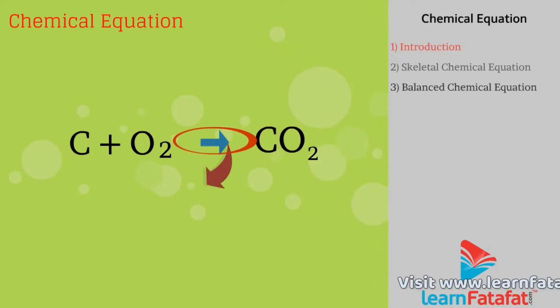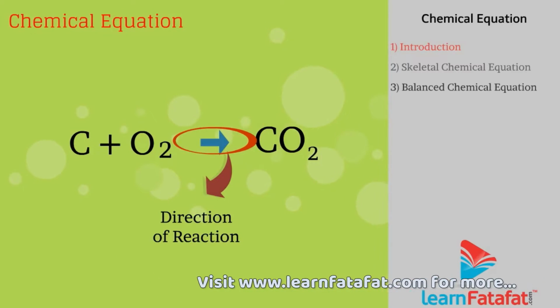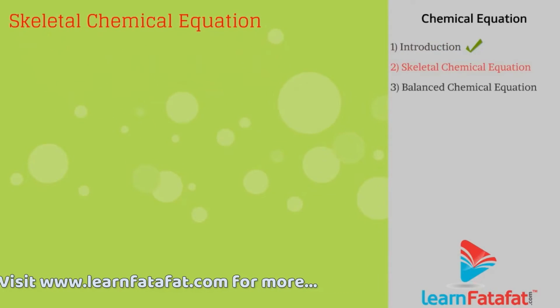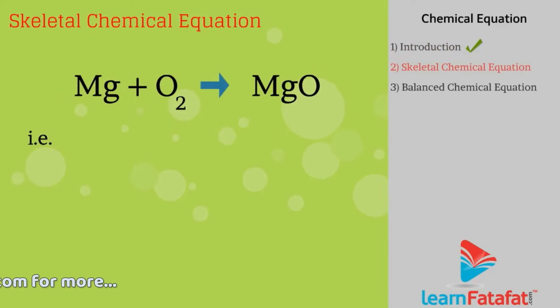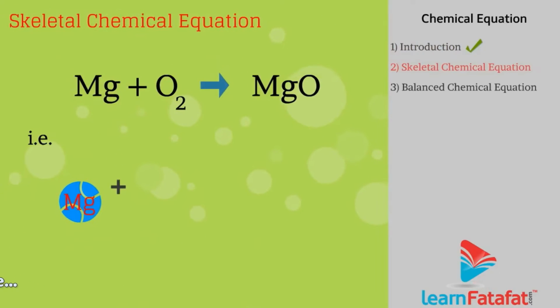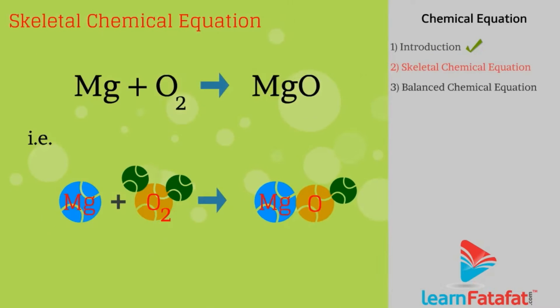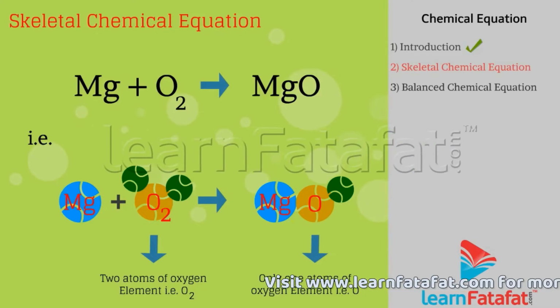The arrow points towards the product and shows the direction of reaction. Skeletal chemical equation: Mg plus O2 gives MgO. That is, in this equation, elements on the reactant side are not equal to elements on the product side. Such chemical equations are called skeletal chemical equations.